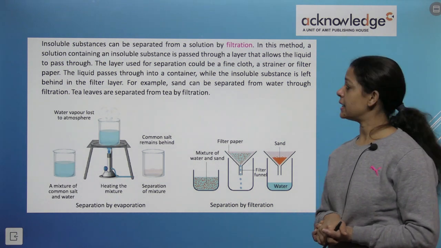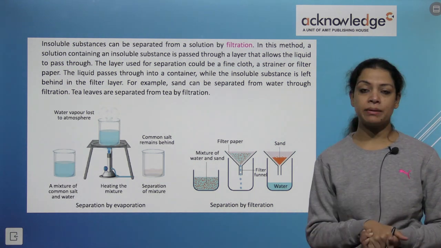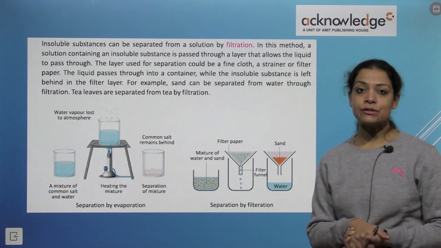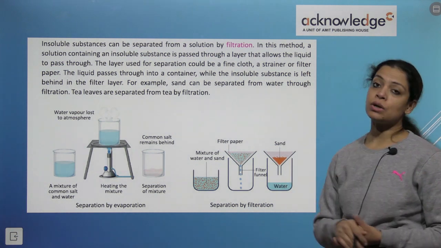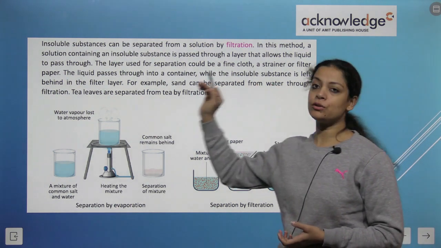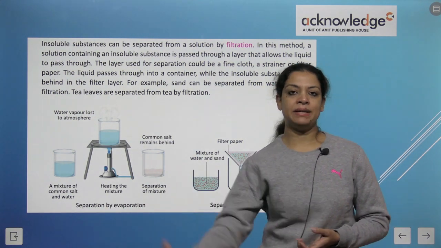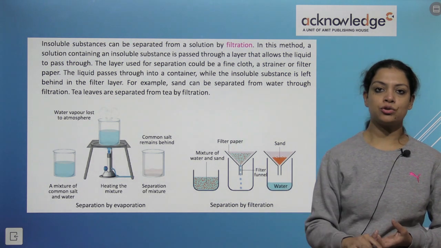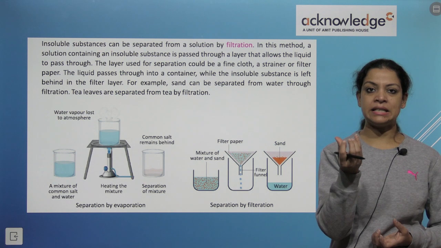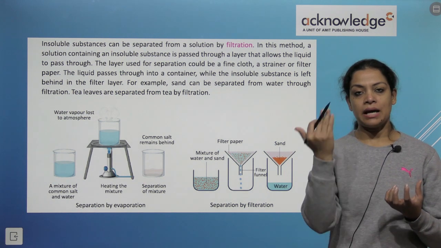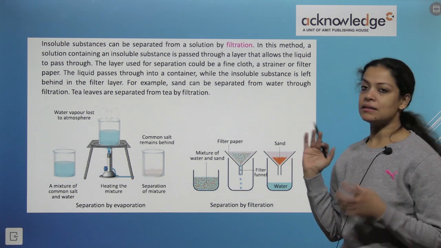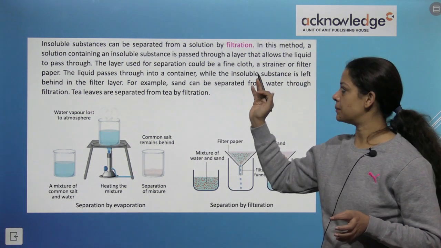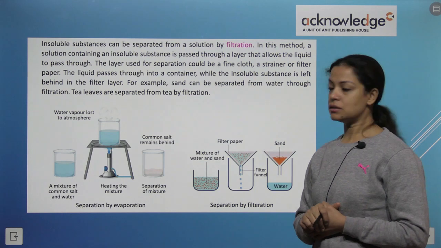Insoluble substances can be separated from a solution by filtration. In this method, a solution containing an insoluble substance is passed through a layer that allows the liquid to pass through it. The basic example is when we filter tea. When we make tea, we strain it so that the tea leaves are left on the strainer and you get the tea in liquid form. That is the simplest example of an insoluble substance separating from a solution.